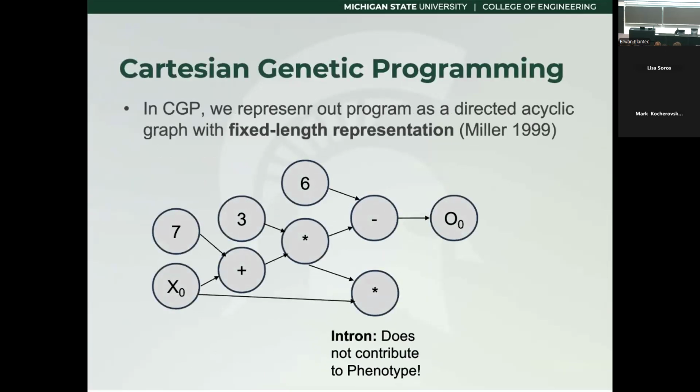In Cartesian genetic programming, we represent our program as a directed acyclical graph with a fixed length representation. So each node is either an instruction or a terminal, and its input is the output of two nodes before it. And what we are changing in this case when we evolve is the connection genes. We'll see that in detail in a bit.